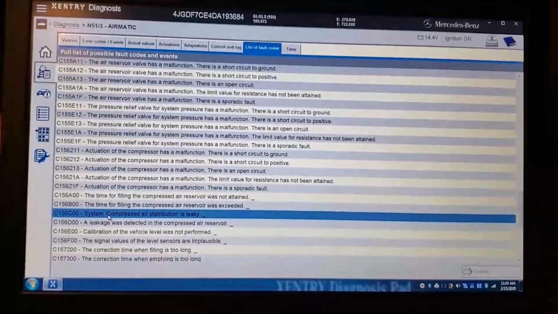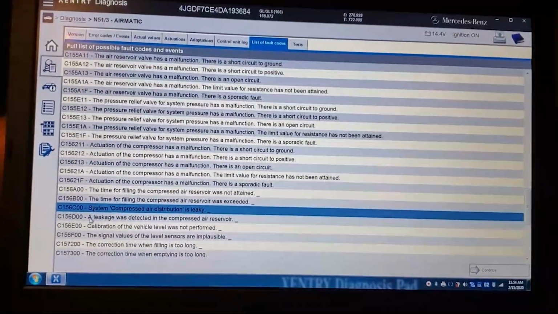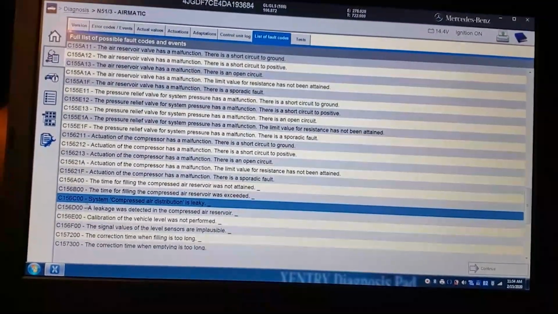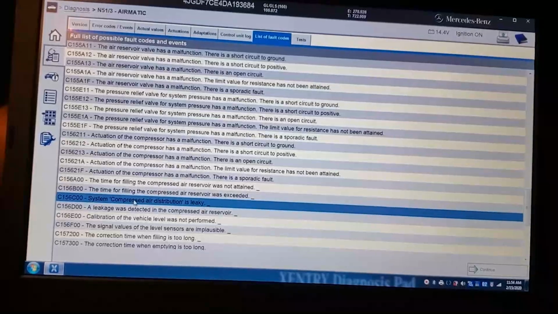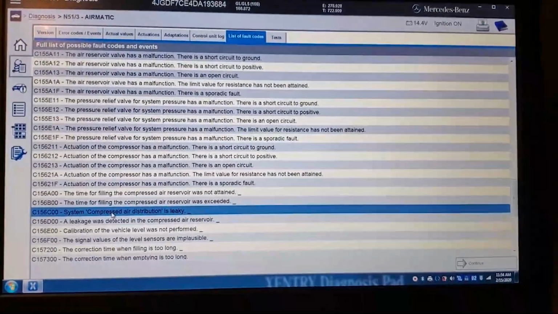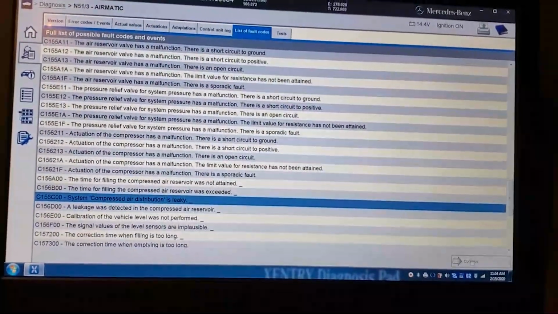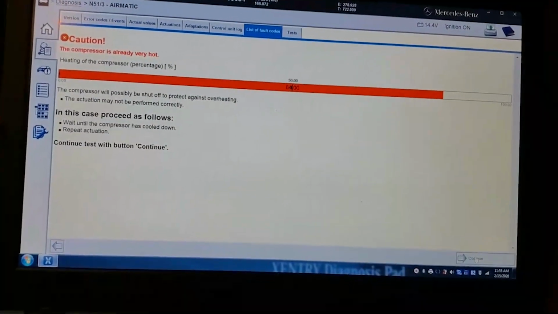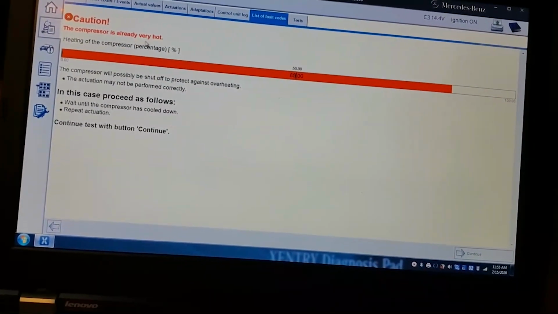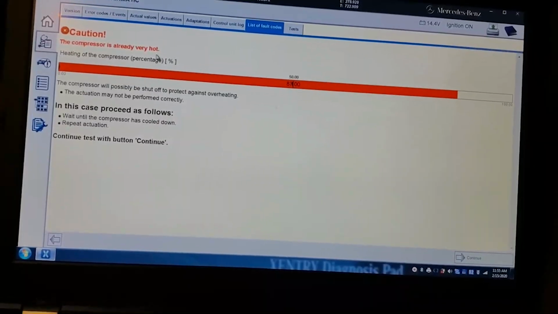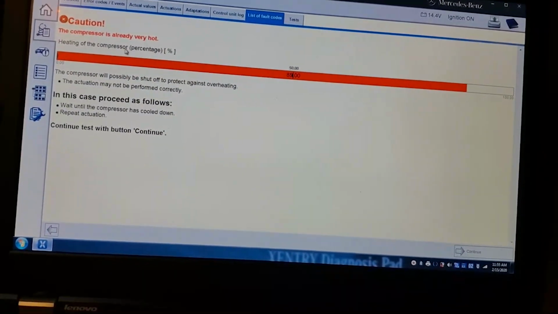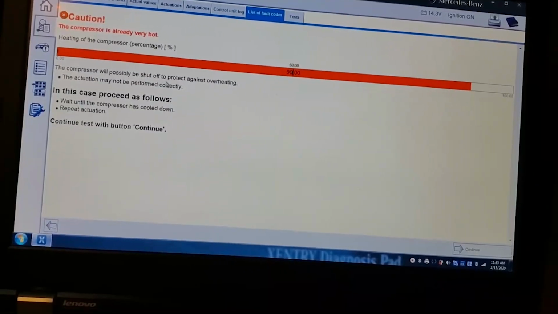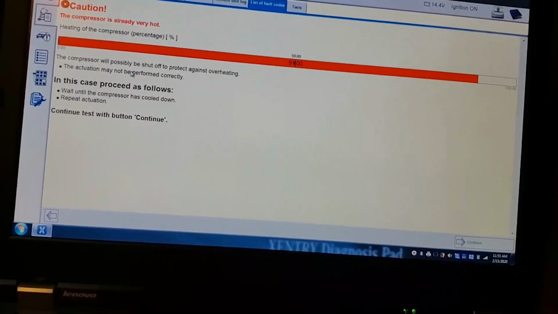It says system 956C system compressor air distribution leaky. This is what I get. So leaking? Leaky, yeah, it said leaky. So let me show you now. Leaking what? The line? Or... Yeah, you see now? No. Compressor. The compressor is already very hot. The heating of the compressor percentage, 80% is too much. The compressor will possibly be shut off to protect against overheating.